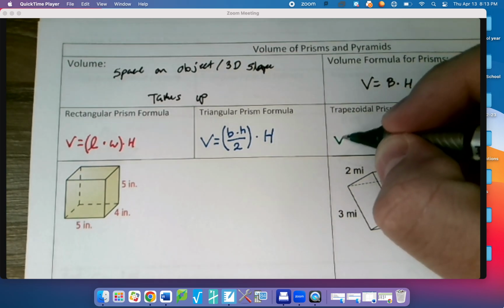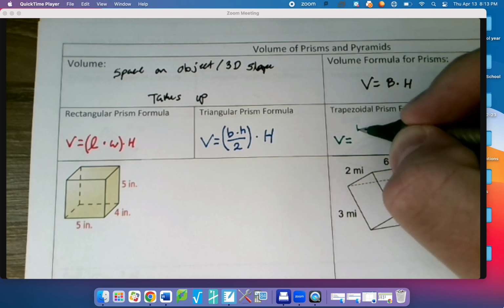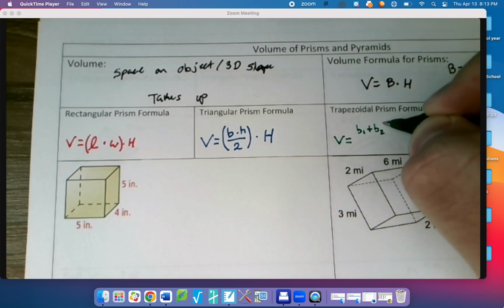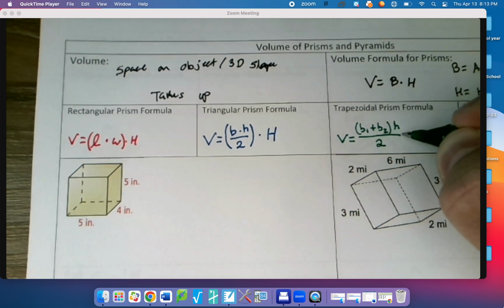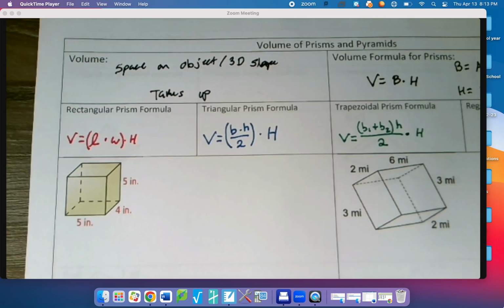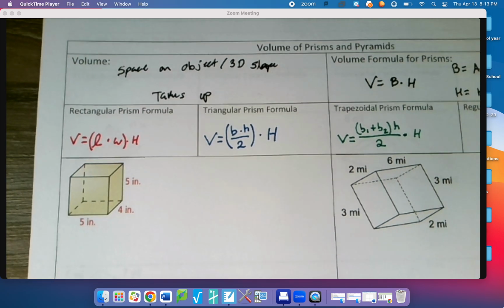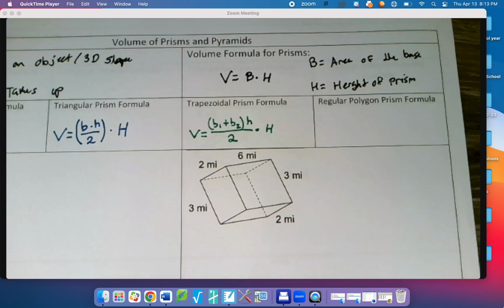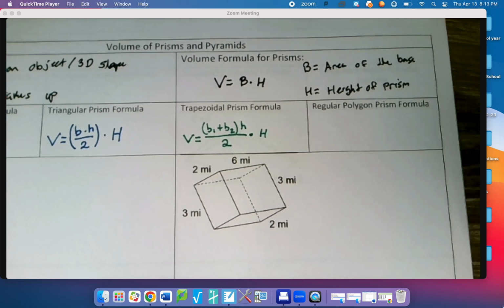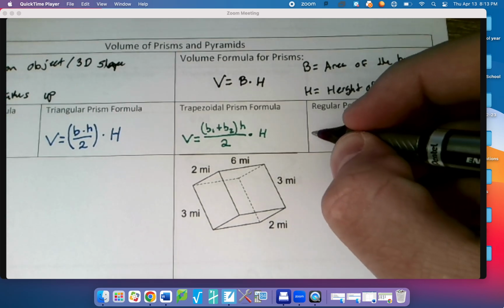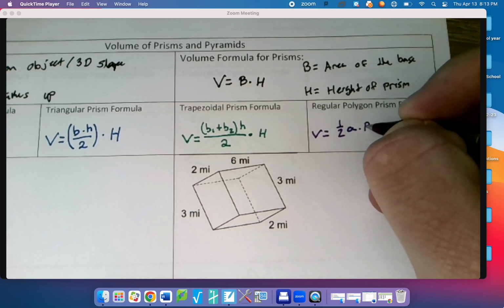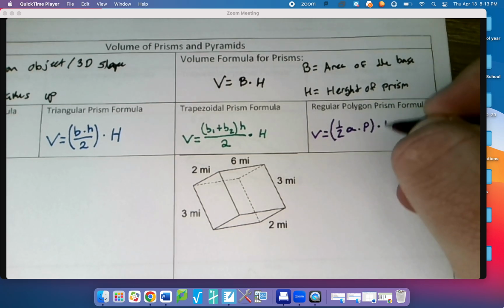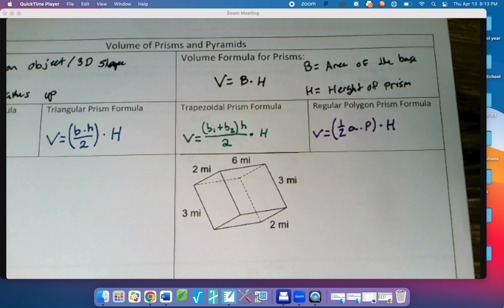Trapezoidal prisms: volume is equal to base 1 plus base 2 times the height of the trapezoid divided by 2, times big height. And last but not least, our regular polygons. So any of our pentagons, hexagons, octagon kind of shapes there. The volume is 1/2 the apothem times the perimeter times the height of the prism itself.